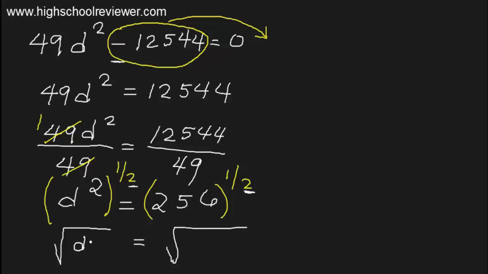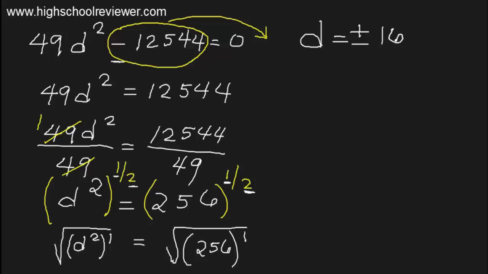And the base here will be d squared. The exponent will be the numerator. So the numerator is 1. And we have here 256. The exponent is also 1. So this will be the square root of d squared, and the square root of d squared is d. And then the square root of 256, we will have two values that will be positive and negative. And that will be plus minus 16.